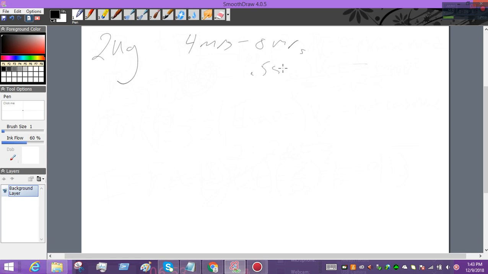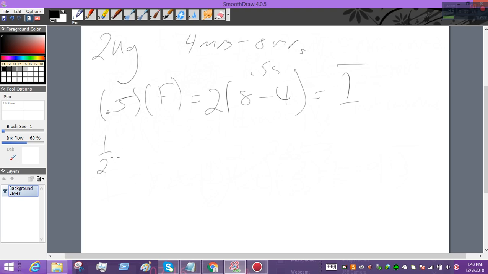We're going to use that same impulse change in momentum equation as we did in the last problem. So we've got 0.5, which is our time, times our force, equals 2 times 8 minus 4, that all equals your impulse, right? I'm just going to call 0.5 1/2 again, because it's easier to deal with fractions than decimals whenever you're doing mental math. So 8 minus 4 is 4, and 2 times 4 is 8. So we then know that our force must equal 16 newtons, because 8 times 2 is 16.